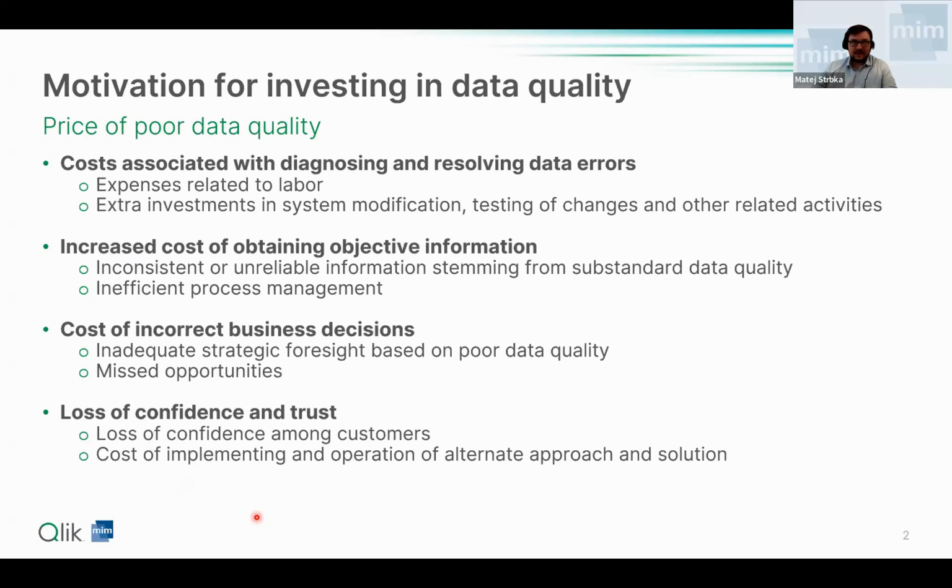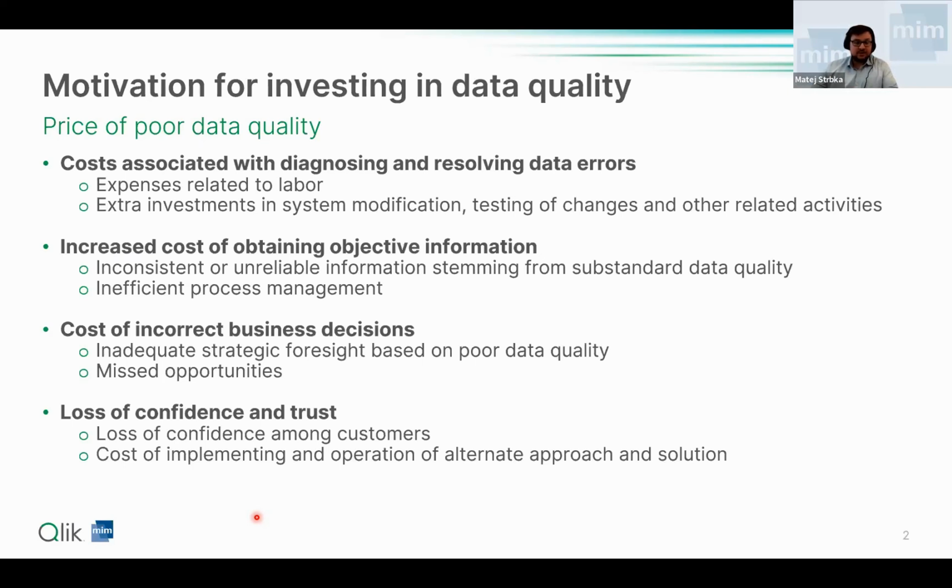Having good data, or data of top-notch quality, is essential for further development of the company, whether it is some exploration of machine learning or automation. But also, based on best practices in data quality, there are 4 main pillars, or 4 main reasons, of what is the price of poor data quality.